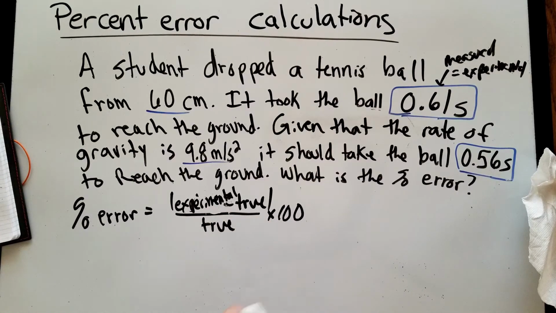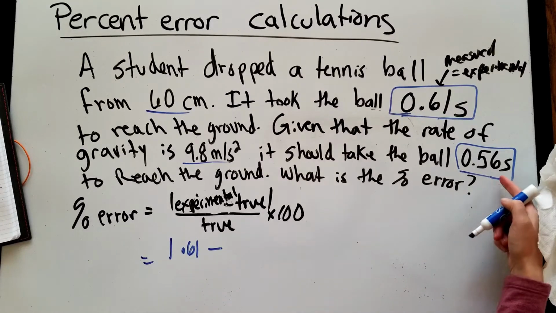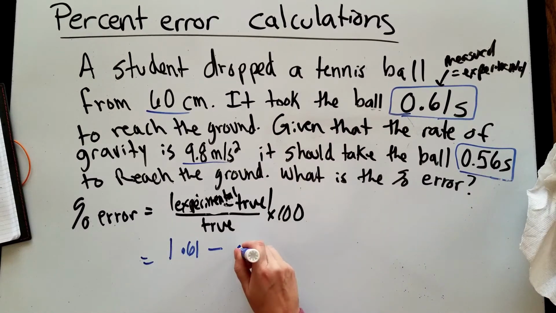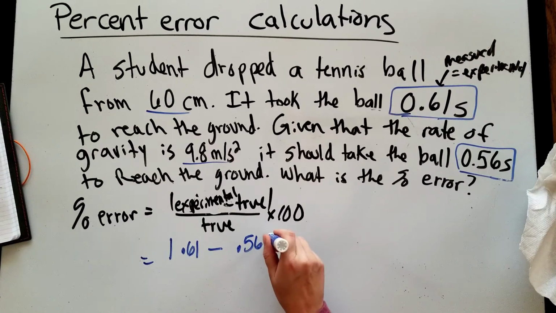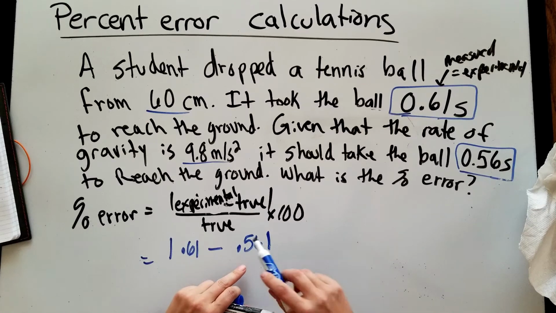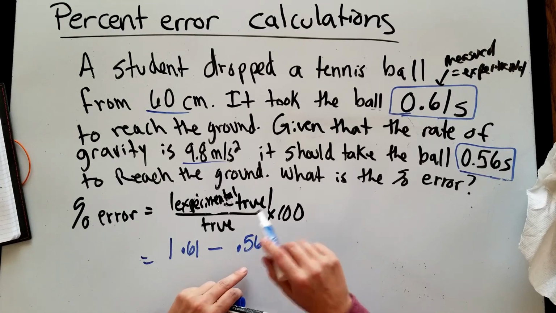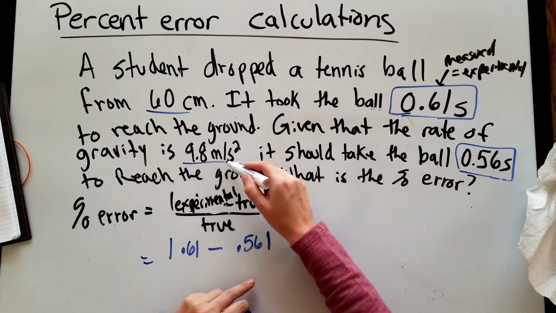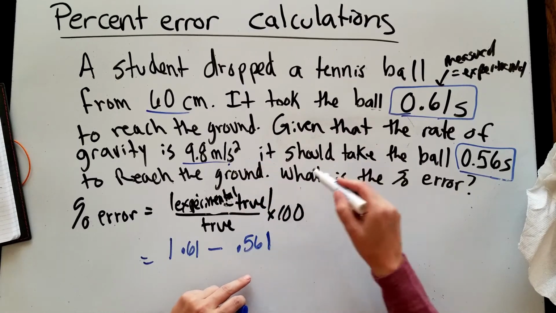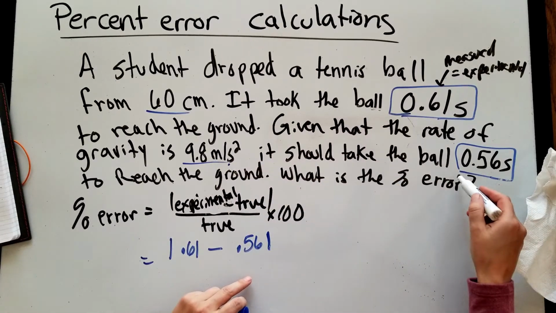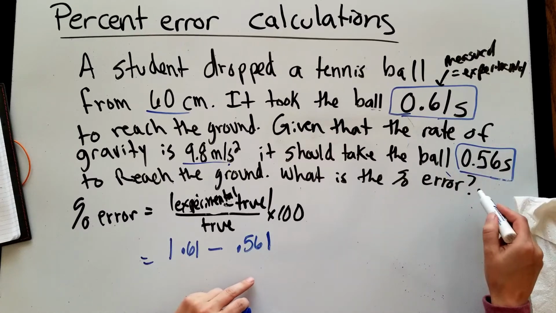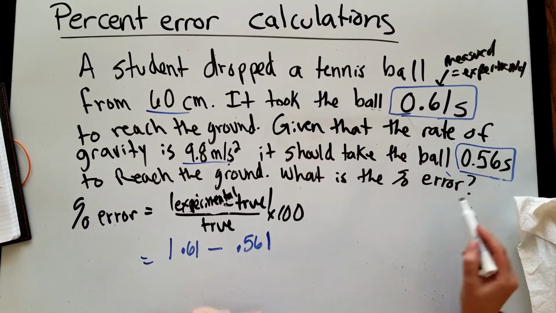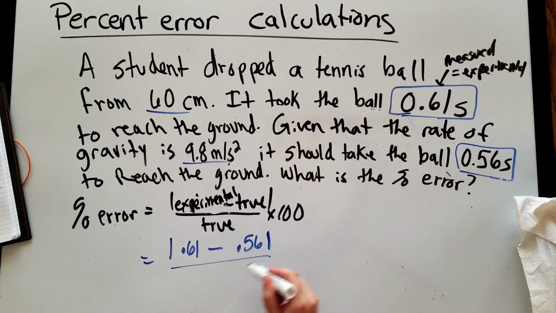So let me write it down below. So 0.61 minus, that by default is going to mean that the 0.56 is the true value, that theoretical value. So some clues that might help you with that as well is it said, given that the rate of gravity is 9.8 meters per second squared, it should take the ball. So this is the true, that's how long it should take, the actual. All right, so we're putting that here, and it's also going in the denominator.